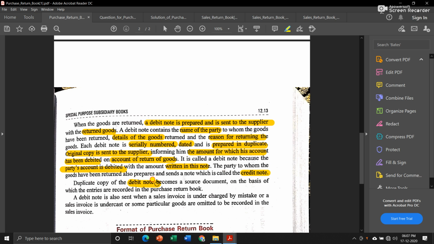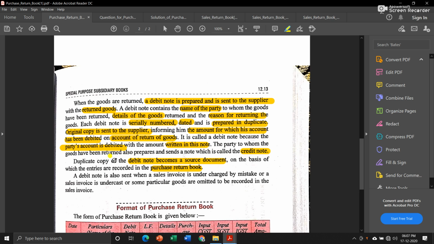The duplicate copy of the debit note becomes a source document, since we have the duplicate copy, and based on that duplicate copy, or you can say a source document, we make an entry in our purchase return book. Because for every transaction, for every entry that we do in our books, we need a source document, and in that case the duplicate copy of the debit note acts as a source document. A debit note is also sent when a sales invoice is undercharged by mistake, or a sales invoice is undercast, or some particular goods are omitted to be recorded in the sales invoice.